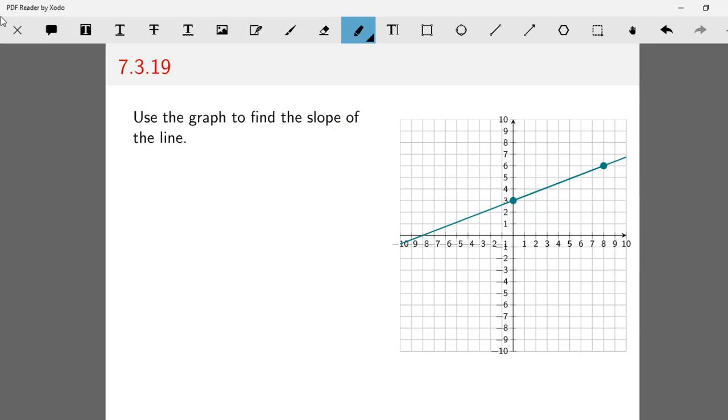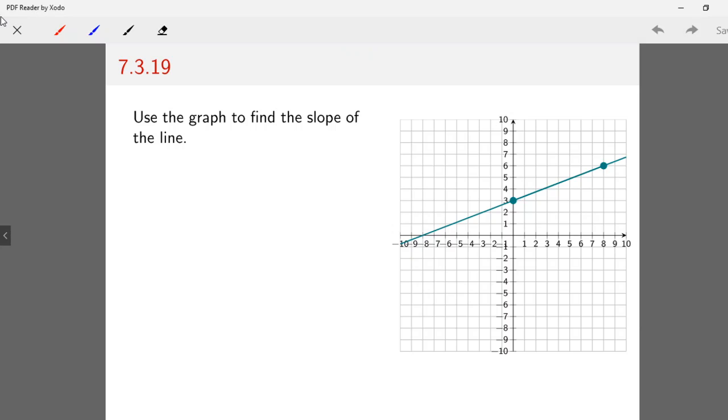Use the graph to find the slope of the line. Well, we're given 2 points right here. And let's see here. The x increases by 1, 2, 3, 4, 5, 6, 7, 8. And the y increased by 1, 2, 3. 3 over 8. That's our slope.